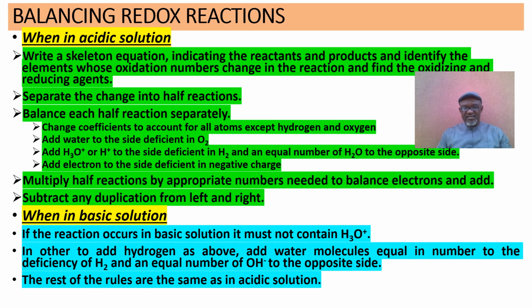to the opposite side. Now, because we don't want it to contain hydronium ion, we now replace that step by adding water molecules equal in the amount of deficiency of hydrogen, then an equal number of OH minus on the opposite side. We don't want it to contain hydrogen ion because it's not acidic solution. So the rest of the rule is the same as for acidic solution.